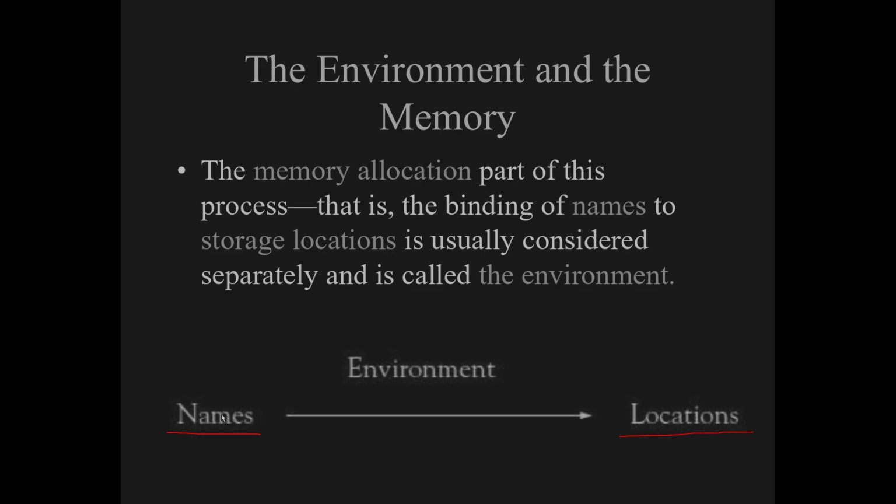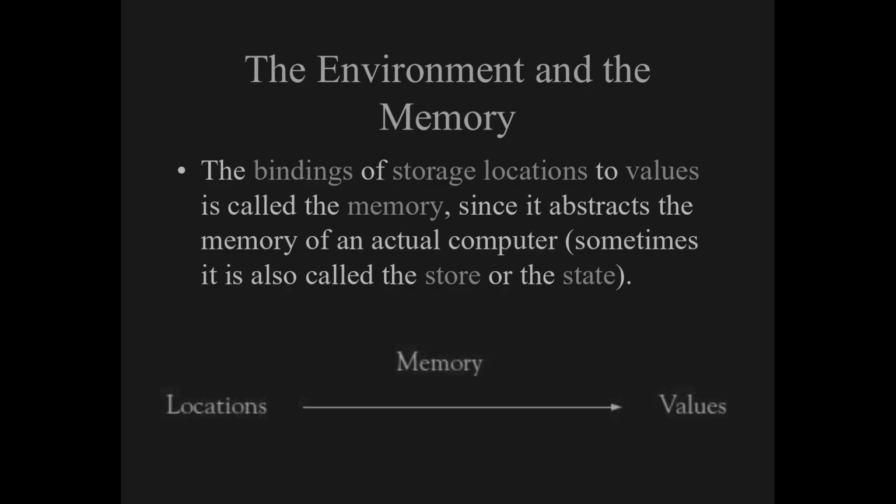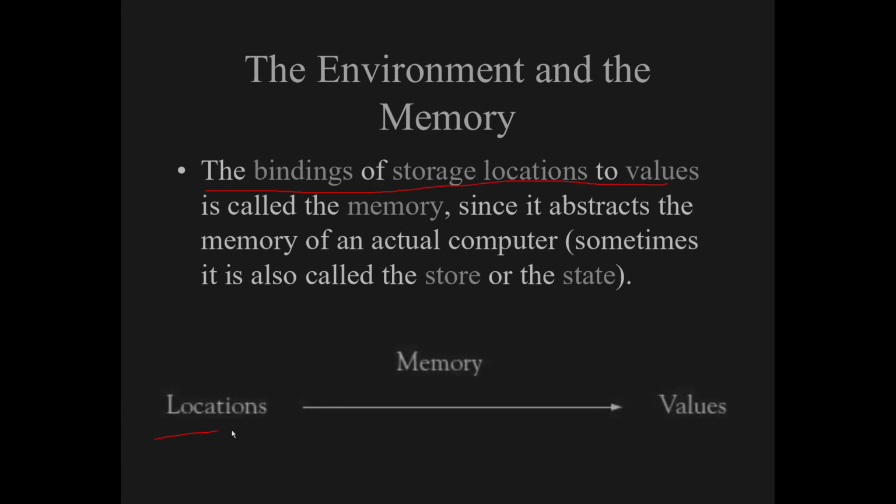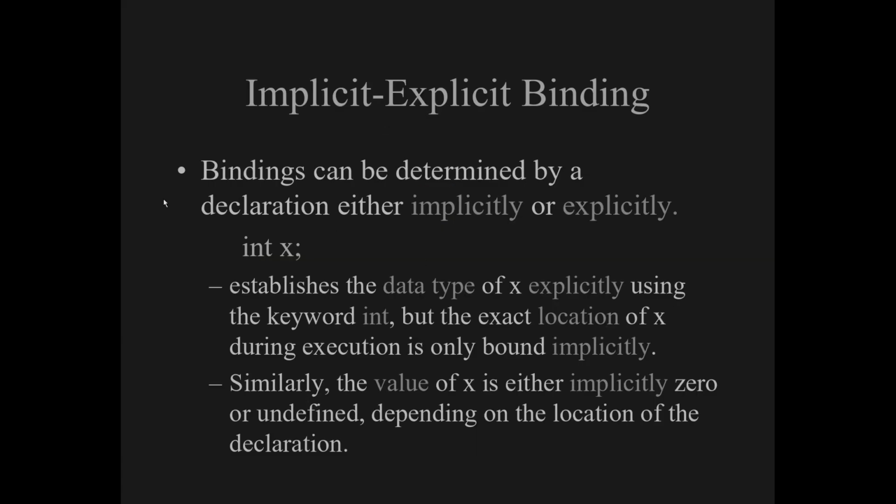So the mapping of names to locations in memory, that's called the environment. The bindings of storage locations to values, so you have names to locations and then locations to values, is called memory, since it abstracts the memory of an actual computer. It's also called the store or the state. Anyways, bindings can be determined by a declaration either implicitly or explicitly.